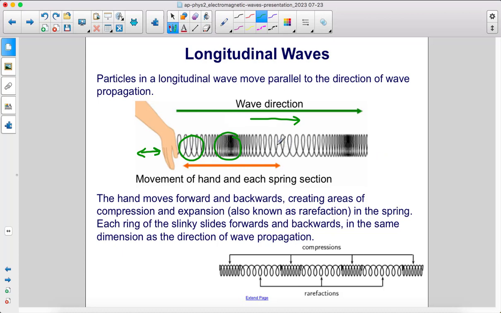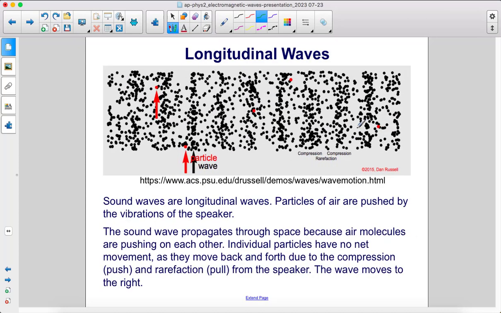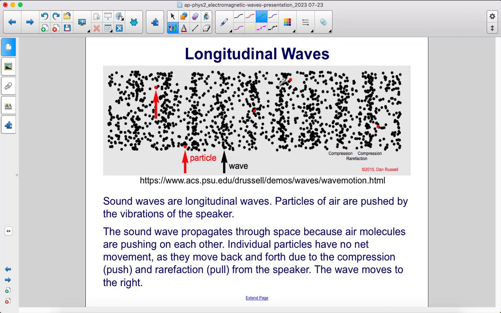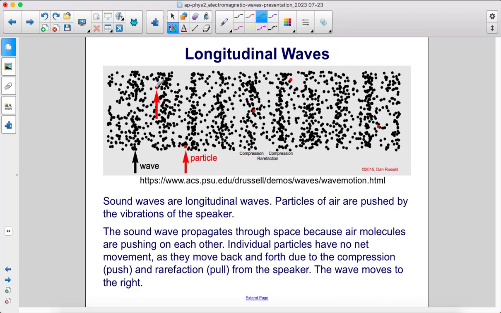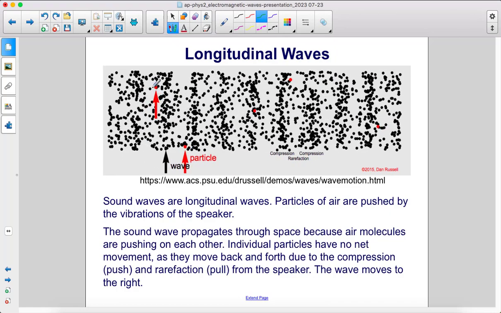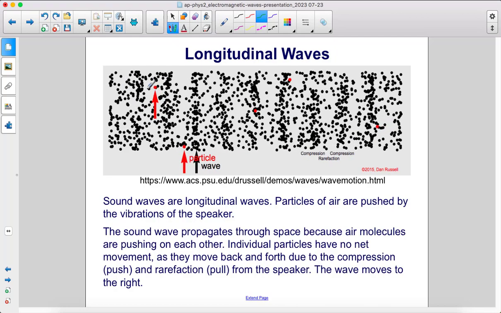Each ring of the slinky, so here's like a metal piece right here, is moving forwards and backwards in the same dimension as the direction of wave propagation. Here's a very cool animation showing that the wave is moving to the right, but each individual particle is just moving to the right and then to the left and then to the right and to the left.